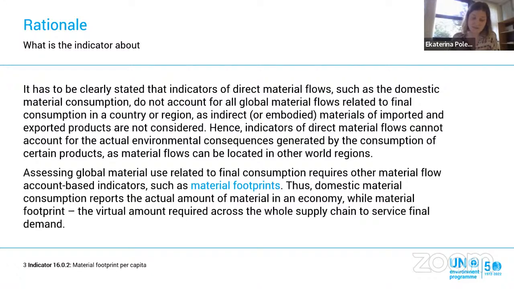Hence, indicators of direct material flows cannot account for the actual environmental consequences generated by the consumption of certain products, as material flows can be located in other world regions. Assessing global material use related to final consumption requires other indicators based on material flow accounts, such as material footprint. Thus, domestic material consumption reports the actual amount of material in the economy, while material footprint reports the virtual amount required across the whole supply chain to service final demand. Next slide, please.